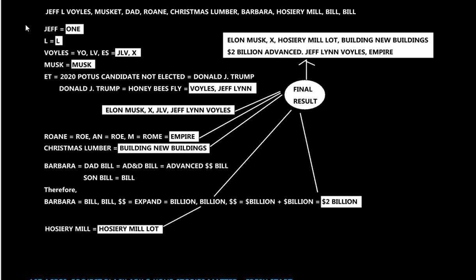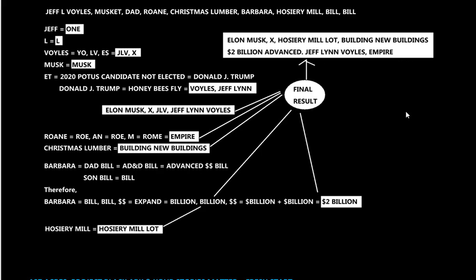So through Barbara, I get $2 billion. Now, hosiery mill, that's where she worked. The hosiery mill is no longer that. It's now a hosiery mill lot. So from all of these words here, we get Elon Musk, X, hosiery mill lot, building new buildings, $2 billion advance, Jeff Lynn Voiles, empire.